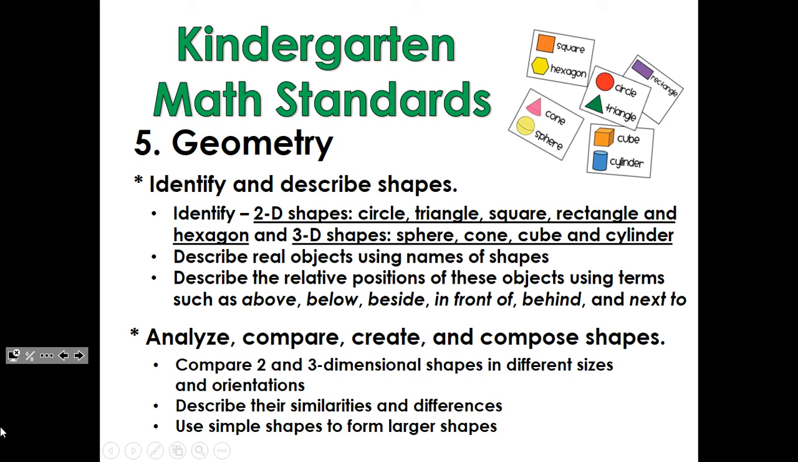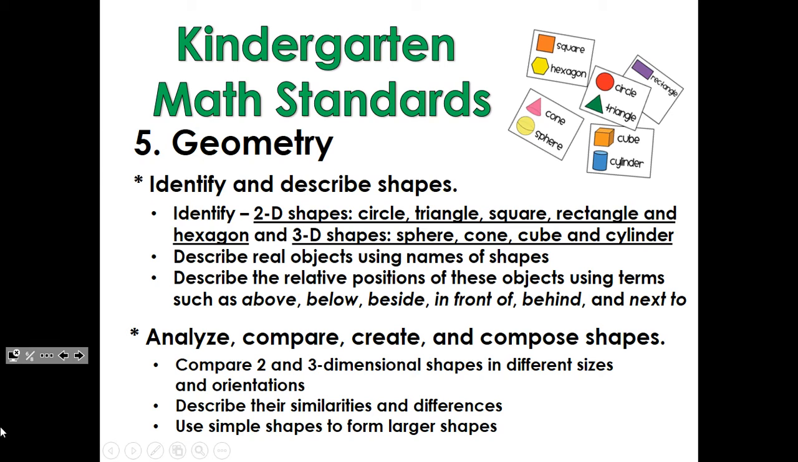Last is geometry. They will identify and describe shapes. Our 2D shapes are circle, triangle, square, rectangle, and hexagon. The 3D shapes that we learn in kindergarten are sphere, cone, cube, and cylinder. They will describe real objects using the names of shapes.